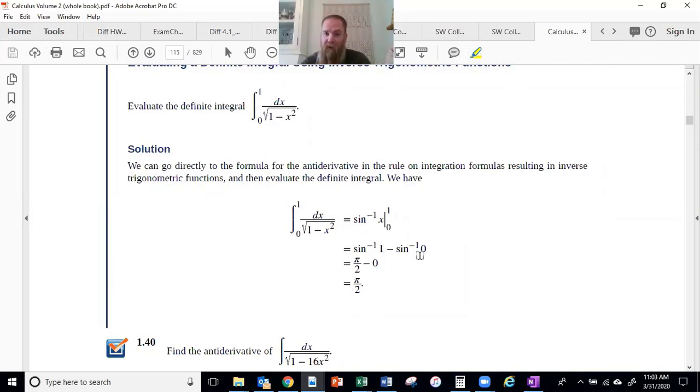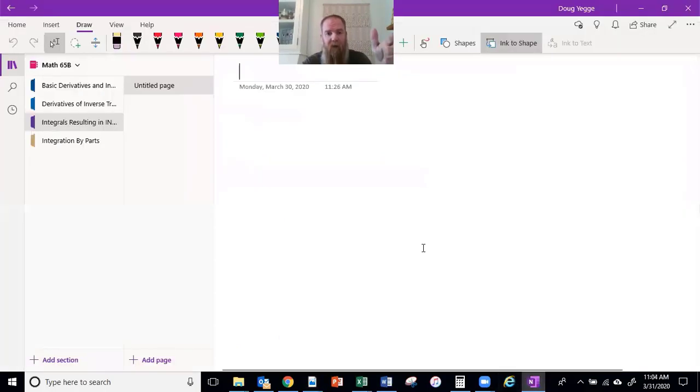But what's important here is to recognize the range of the inverse trig functions. I'm not going over that. That's part of trigonometry, so I encourage you to take a look at the video I posted on this yesterday. We're only using values from negative pi over 2 to pi over 2, so sine inverse of 0 is 0. Pi over 2 minus 0 gives me an answer of pi over 2. So the idea of integrating to get trig functions is what we're really working on here. All right, so we're going to go ahead and do an example.